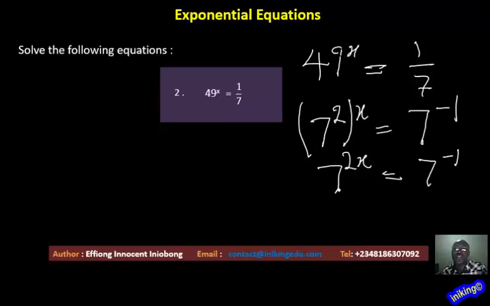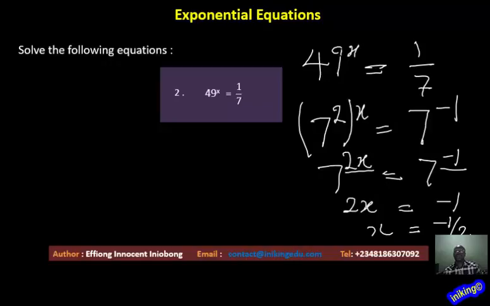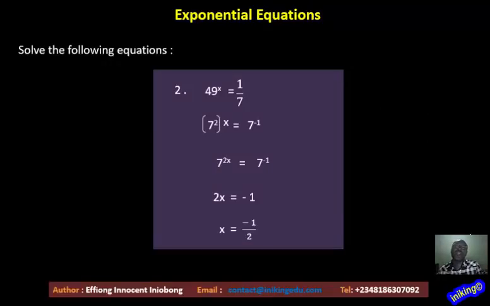Well, since left hand side is equal to right hand side, you will agree, of course, that the left side exponent must be equal to the right side exponent. So I can say that my 2x is equal to minus 1, which means that x is what? Is minus 1 divided by 2. You're still on exponential equation. So you can see that there.